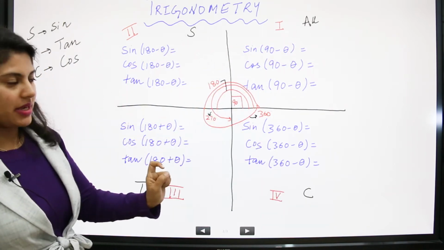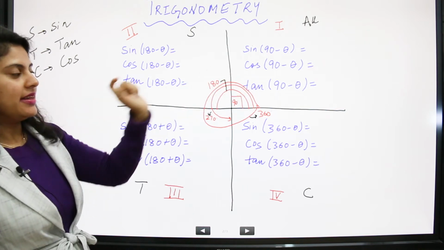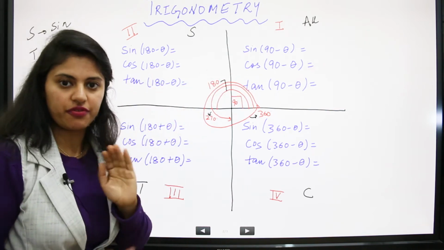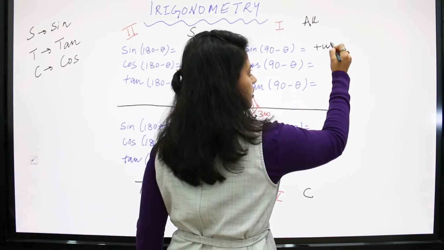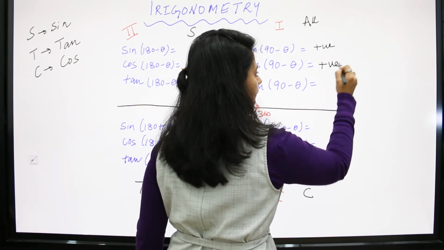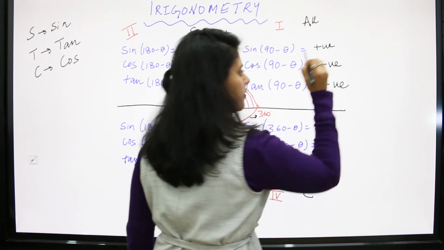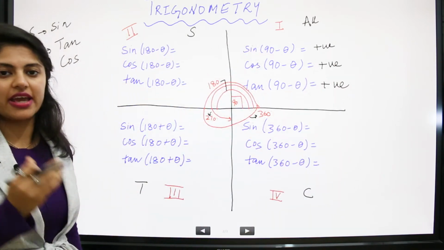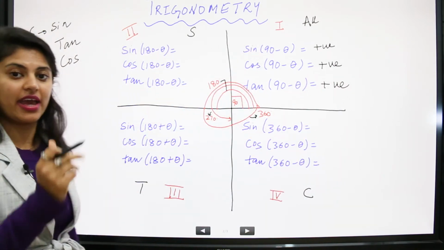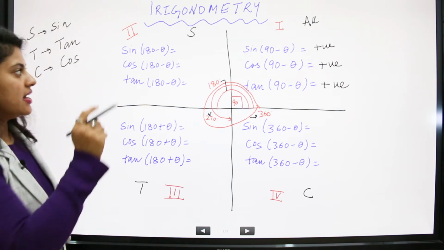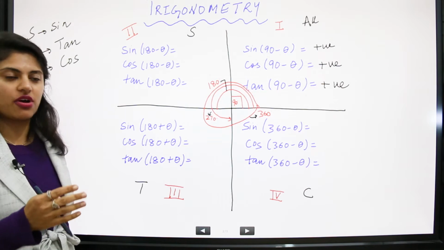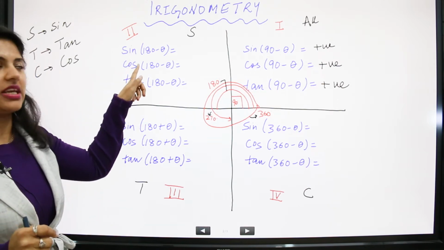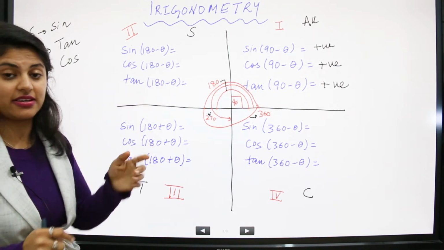What does that mean? If I have written all, that means all the values of sine, cos, tan are positive in this quadrant. So we can write and remember that all the values of sine, cos, tan are positive in the first quadrant. Similarly, if we are talking about the second quadrant, where all the values of theta are less than 180 and considered as 180 minus theta.